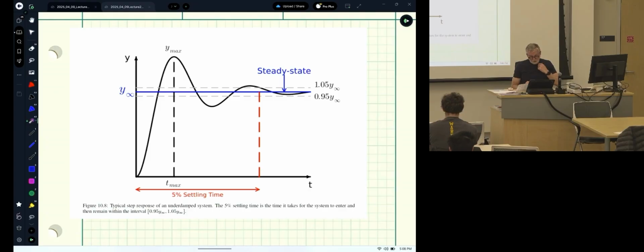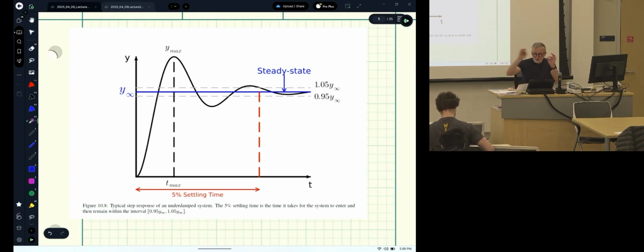We define what's called a settling time by looking at the steady state value, going 5% up and 5% down. How long does it take the response to get within that plus minus 5% bracket and stay there? So here, it got within it, but it didn't stay. It got back within it, but it didn't stay. Now it got within it, and it stayed in forever. So from here to here, that's called the 5% settling time.